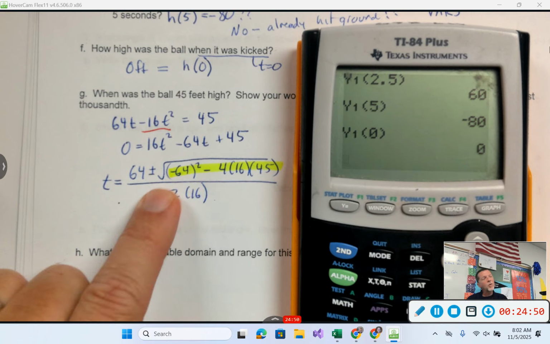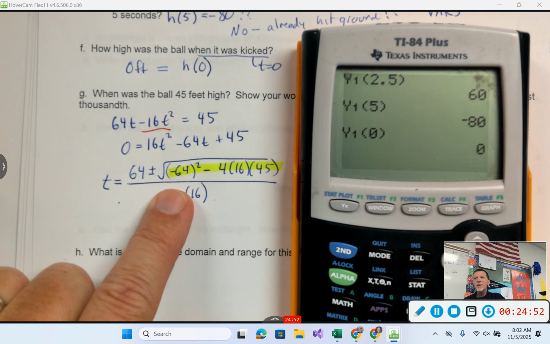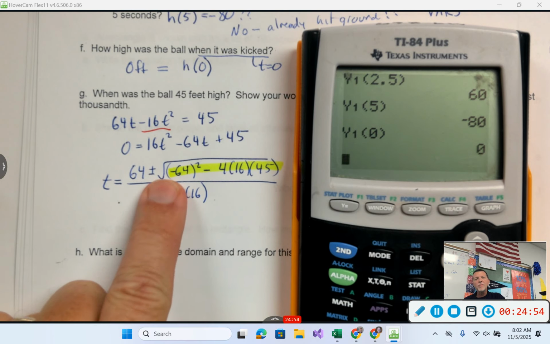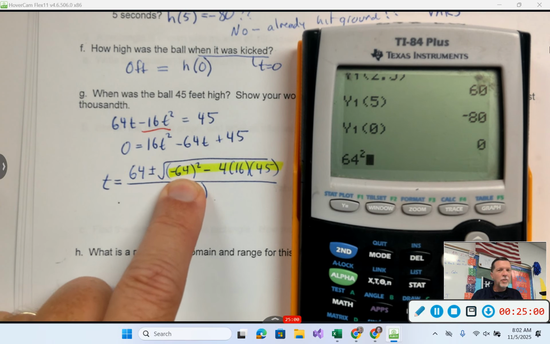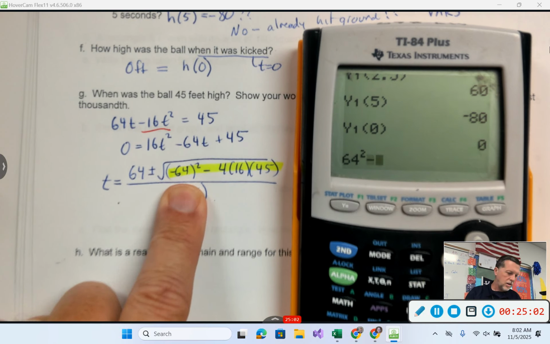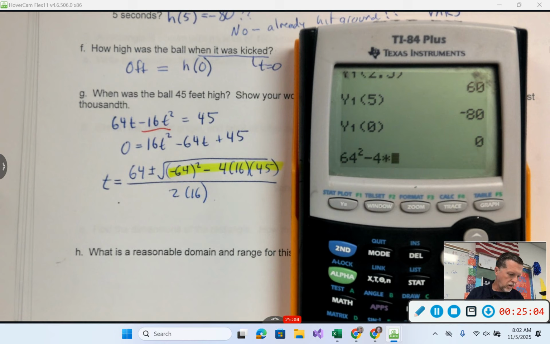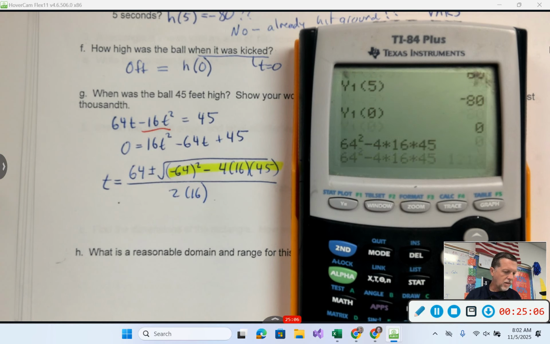I know if I square negative 64, it should be positive. So a lot of times when I go to the calculator, I'm not even going to include the negative for fear of messing it up. I'm just going to go 64 squared, because I know that's supposed to be positive. Minus 4 times 16 times 45.